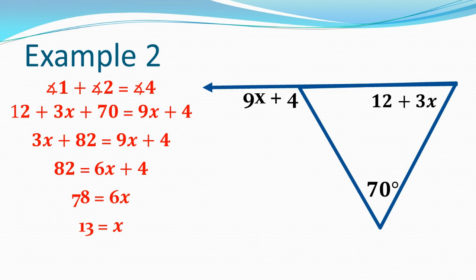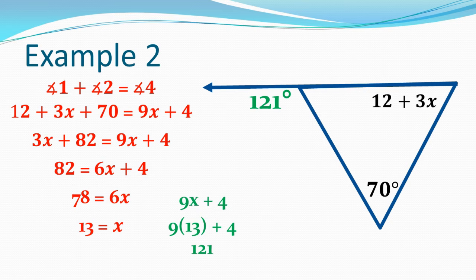Others may ask you to identify the angle measure or the degree measure of a certain angle. To do that, we substitute in. So if I wanted to find the angle measure of 9x plus 4, I could substitute 13 in for x. 9 times 13 plus 4 gives me an angle measure of 121 degrees. So the angle that's represented by the algebraic expression 9x plus 4 has an angle measure of 121 degrees.